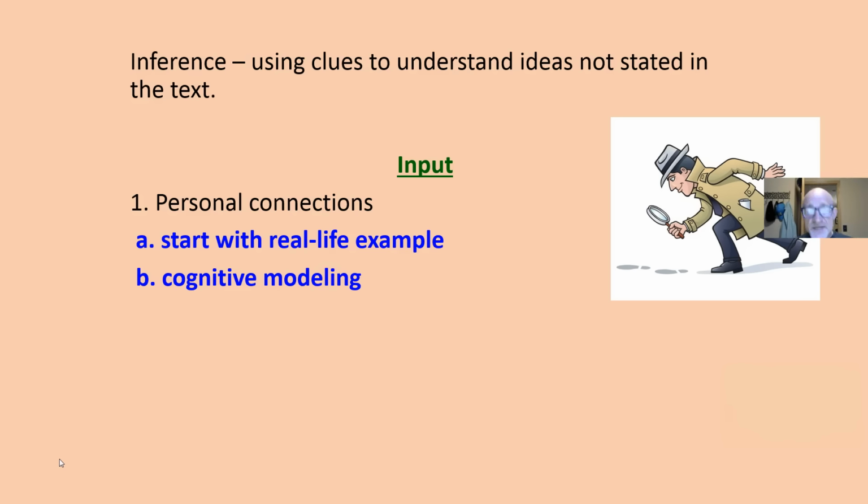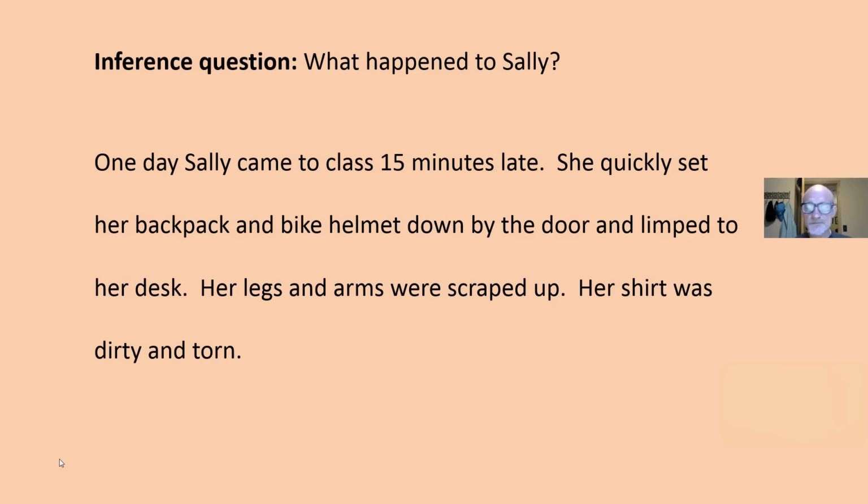Now, when I do input, I like to make personal connections, start with real life examples, and then go to the book or the abstract examples. Lots of thinking out loud or cognitive modeling, especially if I'm teaching cognitive processes. Make my thinking visible by thinking out loud. Now we start with the inference question. What happened to Sally? They know that up front, so now they're reading for purposeful intent.